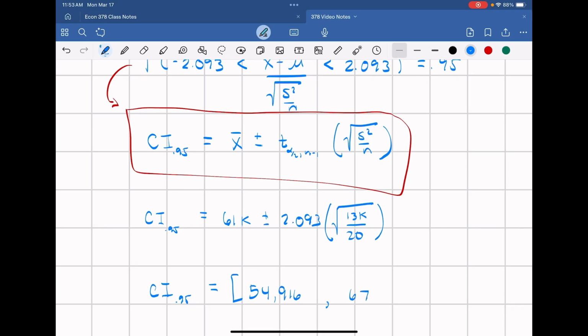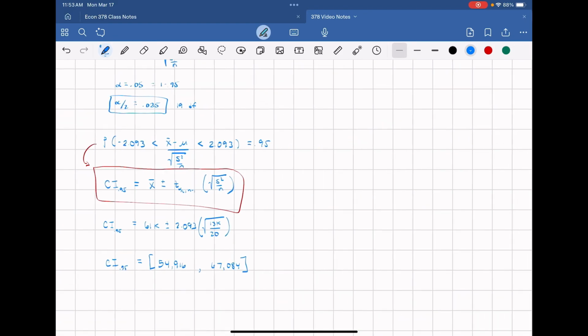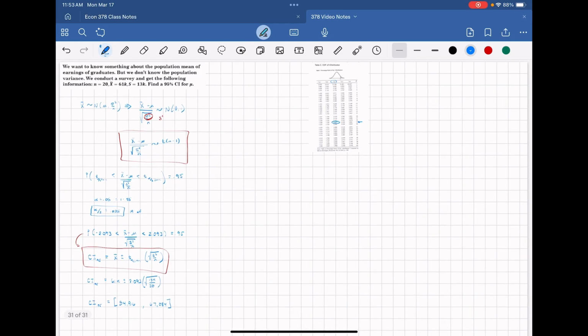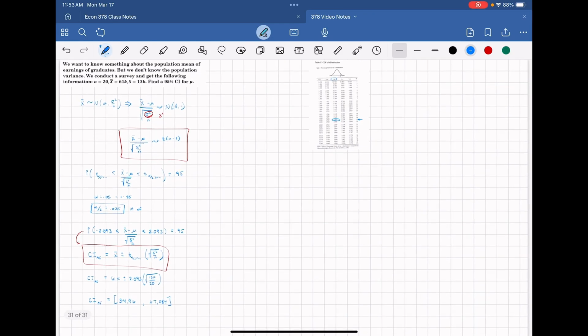and 67,084, which means that I am 95% certain that the true population mean of earnings is between $54,916 and $67,084. And that is centered around the sample mean, which I got was 61,000. So here is how we can solve for a confidence interval when we don't have the population variance, but instead use the sample variance.